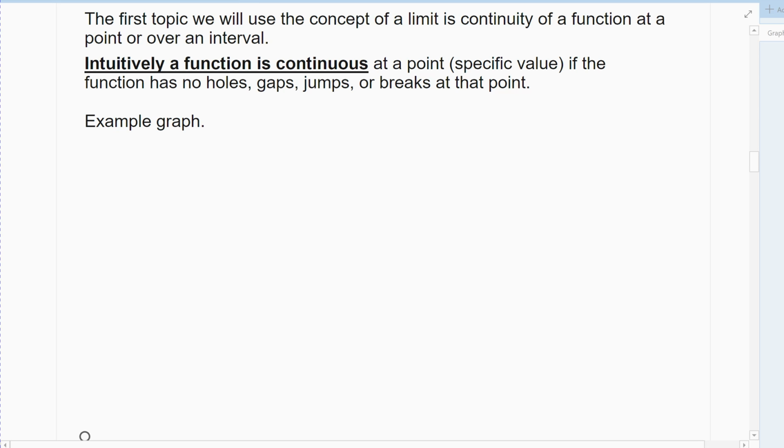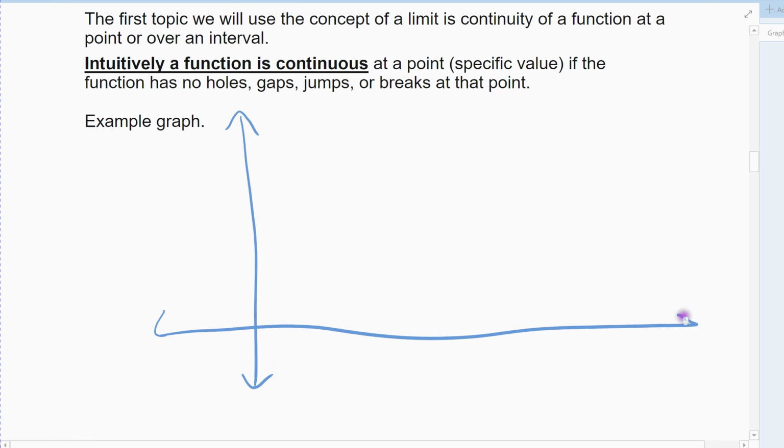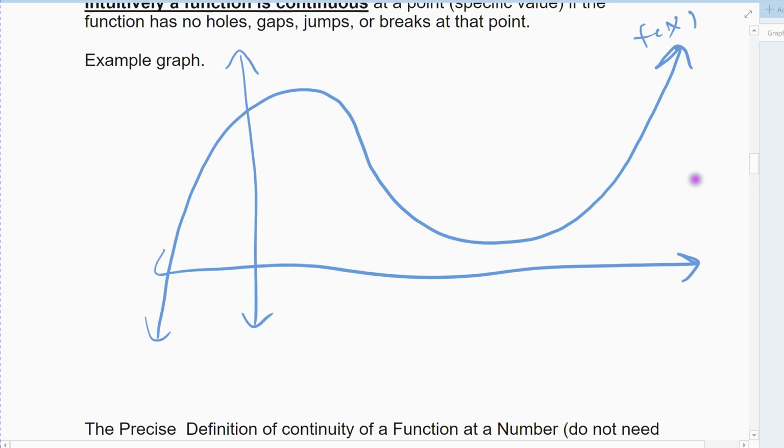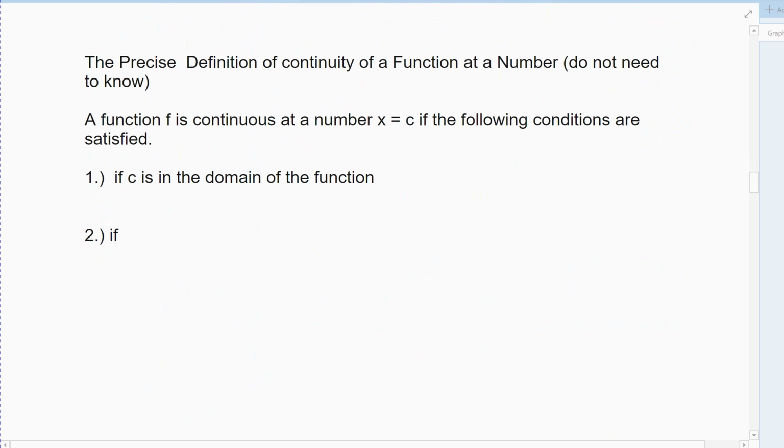Usually when they introduce this in algebra, they say if I can draw a function without lifting my pencil, it's continuous. An example would be any polynomial function. If I take this and draw it, well, there's my function. There's no holes, gaps, or asymptotes. There's my function f of x. It's continuous everywhere. I could draw the entire thing without lifting my pencil. Continuous everywhere. Well, not all functions are that way.